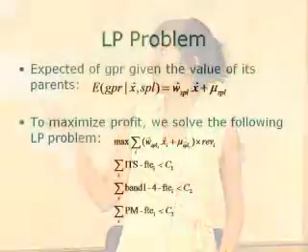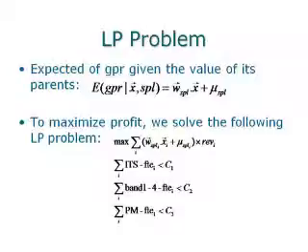Now, we use linear programming to solve this optimization problem. So as you can see, this is the formula that we have. So we have expected GPR given the parents. It's this vector. So we multiply this by revenue. We know the revenue from the project. That is the estimated revenue. Then we know we have some constraints. These are the global constraints that we have.